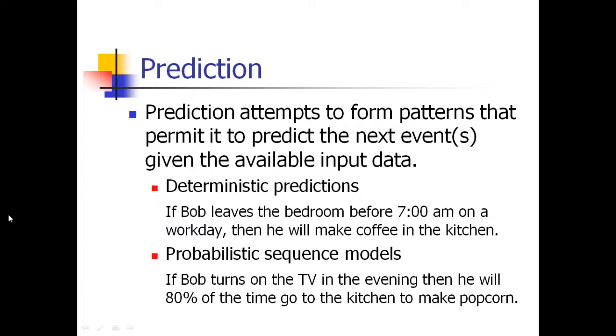The prediction will be done from these patterns with the help of two things: deterministic prediction and probabilistic sequential models. First one, for example, if Bob leaves the bedroom at 7 a.m.